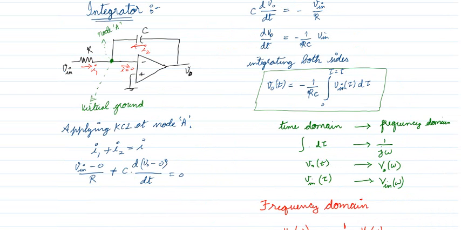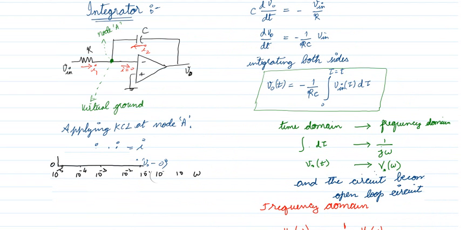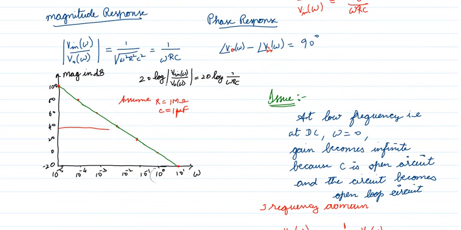If you look here, I will change the color, use red color. At low frequency, the gain becomes R2 by R1. This red line is the characteristics of the practical integrator. This green line is the characteristics of an ordinary integrator. Now we look at some applications.